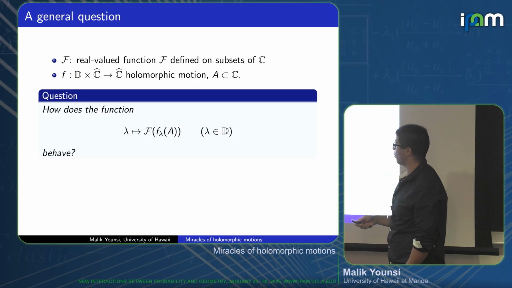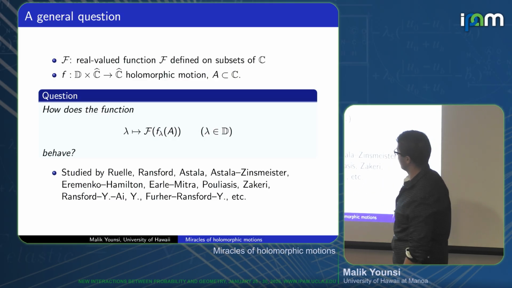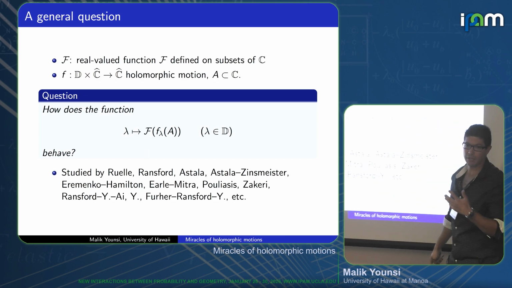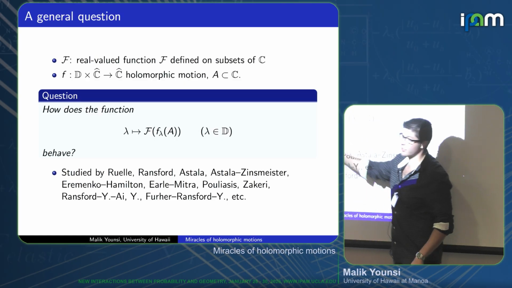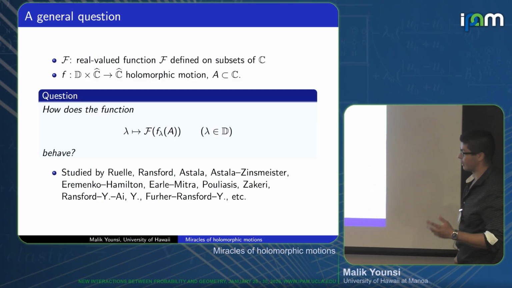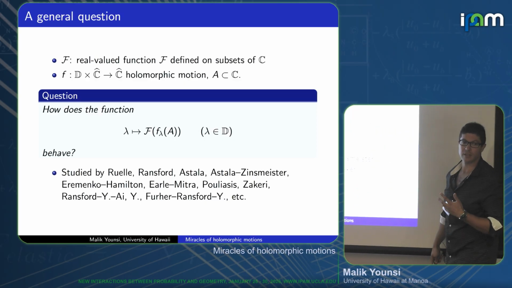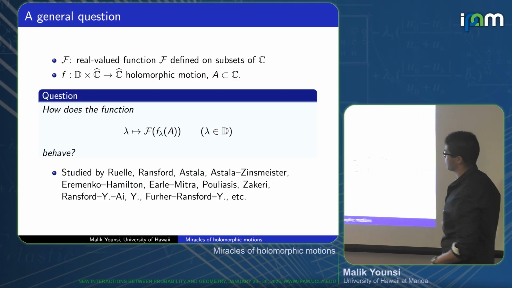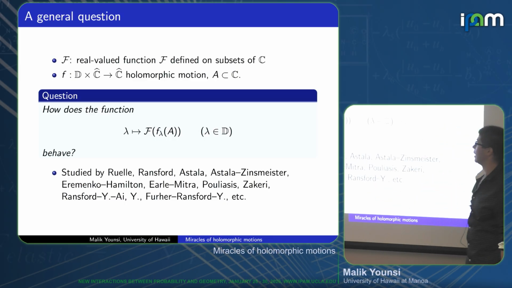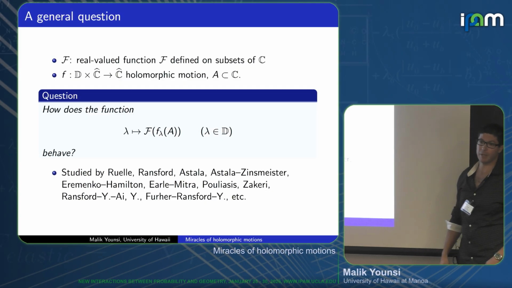And that's a very general question that was studied extensively in the past. So there's been a lot of work that was done on this question, either by looking at a specific set function, like dimension or area or things like that, or looking at specific holomorphic motions coming from dynamics, for example, or Kleinian groups, or looking at specific set A, like a Julia set or a limit set of some dynamical systems. So for example, there's this very famous paper by Ruelle where he studied this question, where A is the Julia set of a hyperbolic rational map, and F is Hausdorff dimension.